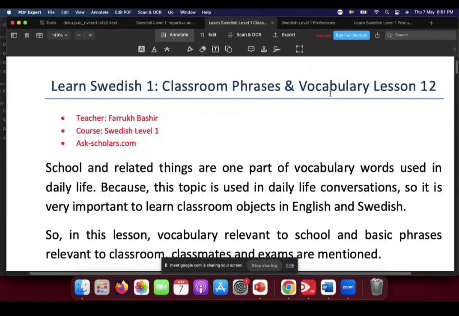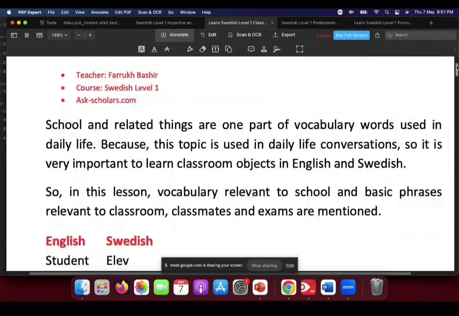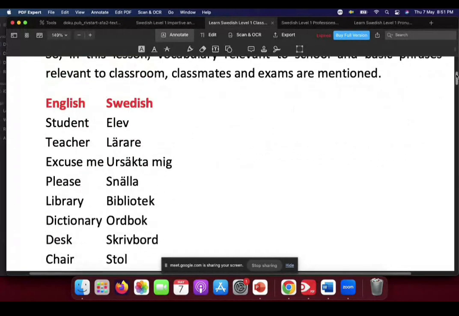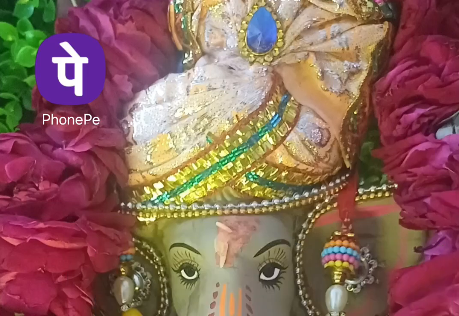Second lesson here you can choose. This is a vocabulary based lesson, so you can choose important information for you. Maybe all the information mentioned here is not important for you, but you can pick and choose. But we have vocabulary that is "elev", "lärare" for teacher, "ursäkta mig", "snälla", "bibliotek".